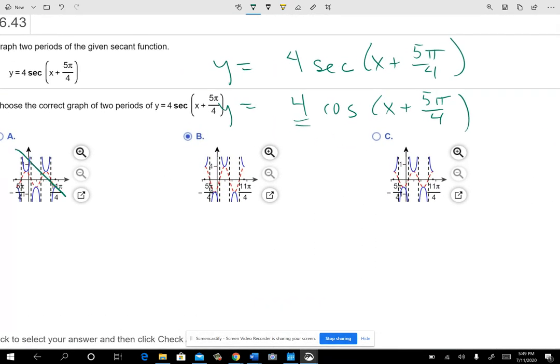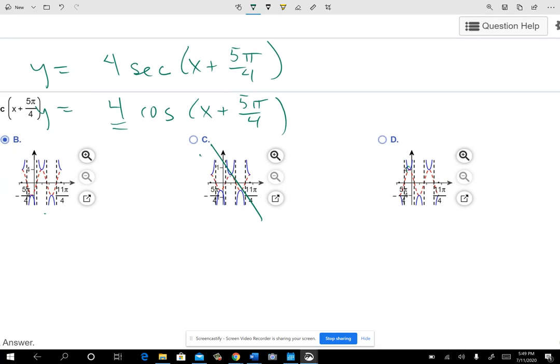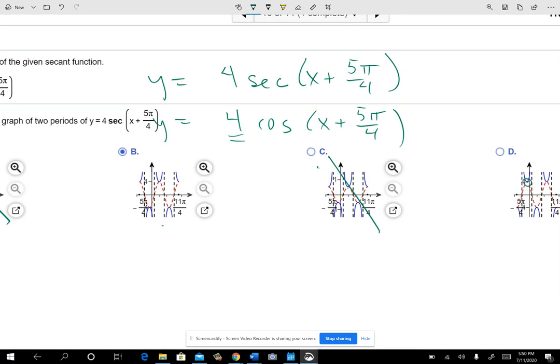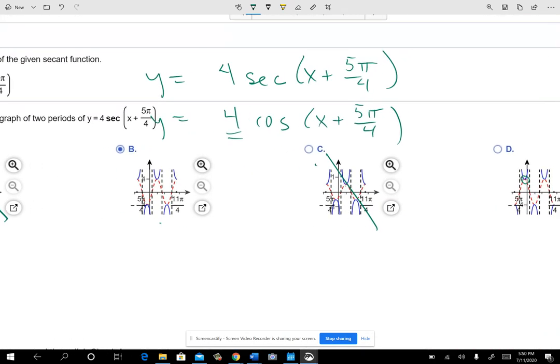So it's not this one. This one only goes to 1. This goes to 4. Okay, that one doesn't even go that high. Okay, so that one's out. Okay. This one goes all the way to 4. So I'm looking for ones that go all the way to 4. So it's either B or D. Okay, so that part I know because of the amplitude being 4.